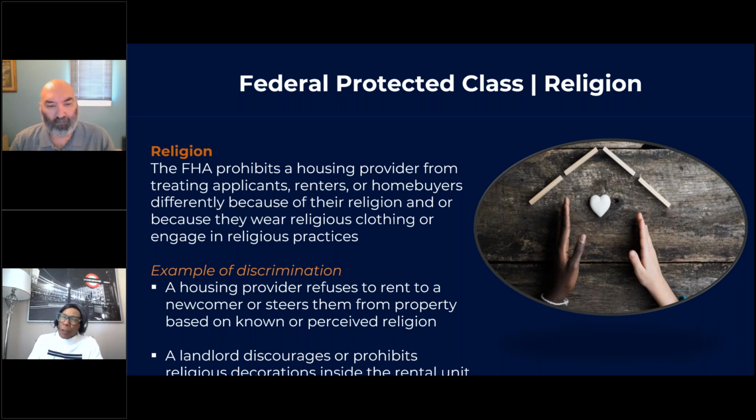if they say, well, are you Muslim? If they ask you if you're Muslim, and say, well, would you prefer building A, we have a lot of Muslims that live in that building. Now that goes against the fair housing laws. Or they discourage you from putting decorations in a rental unit. You cannot do that. That goes against fair housing laws.